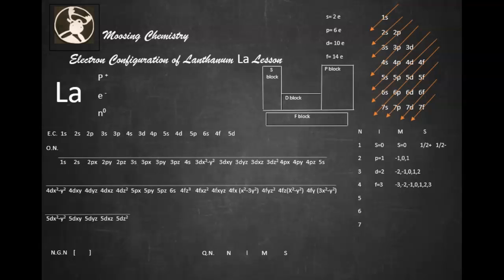This is electron configuration of lanthanum. Now, lanthanum is element number 57 on the periodic table, right? So we're going to put 57. And its atomic mass unit is going to be 139. So now we want to know the number of protons.